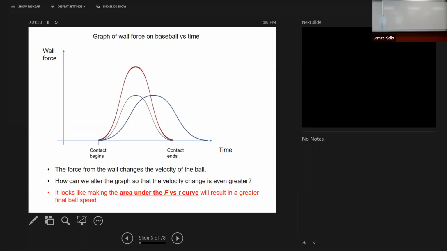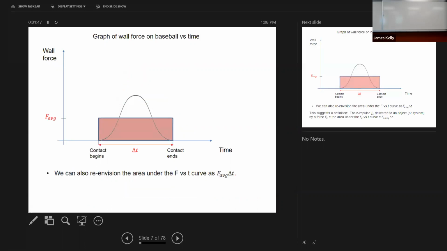But if you make it last for a long time, it can have a big effect. And if you have a huge force, it can have a big effect. So it seems qualitatively like the area under the curve is important there. Now, the area under a curve, some of you probably know, is kind of a calculus-like concept. And so in order to avoid thinking about calculus in this class, we're going to recast the area under the curve.